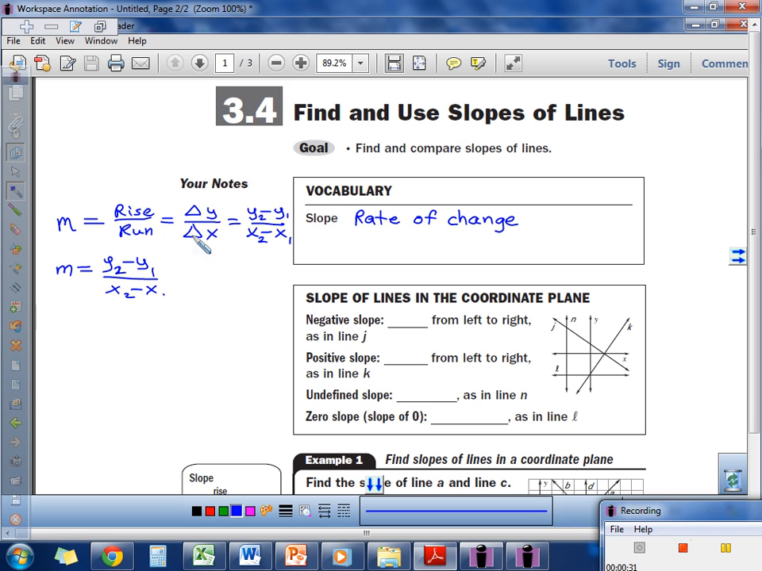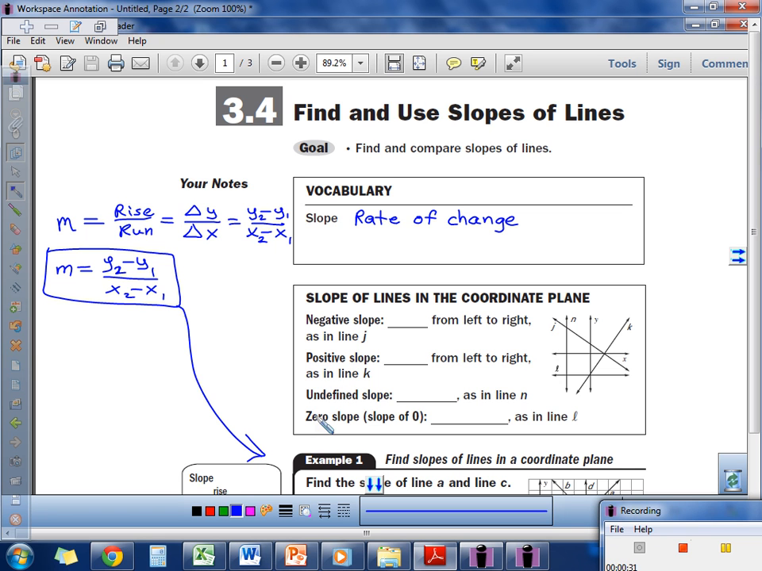Remember, the delta just means what word? Change. And change means what math operation? Subtraction. That's what you got to get in your head. This is the formula that you need to be able to use today. We're going to use that in example 1 here in a little bit, but right now let's talk about slopes.